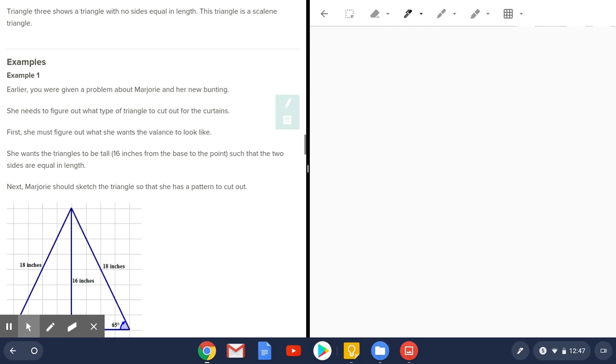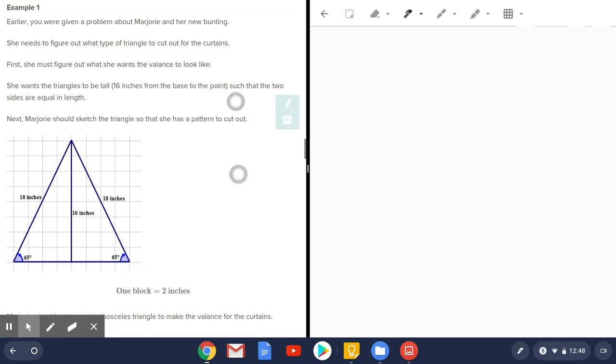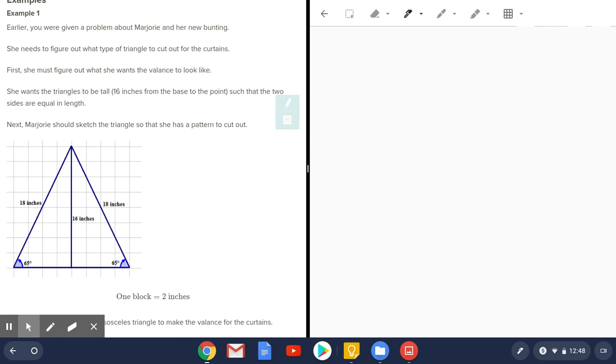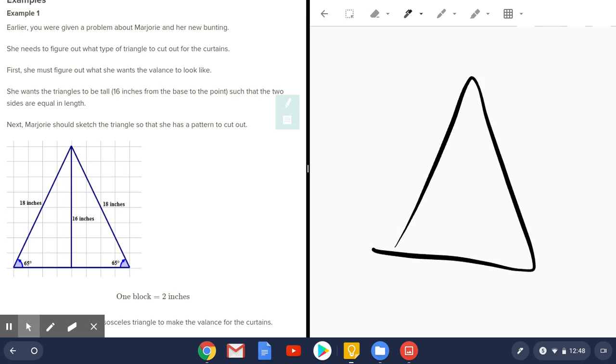So example 1. Earlier, we were given a problem of Marjorie and her new bunting. Remember how she wanted to make the flags? So we have her triangle right here. She needs to figure out what type of triangle she wants to make. She knows that she wants it to be 16 inches from the base to the point, right? So we have our base right here and our point right here. She wants it to be 16 inches.